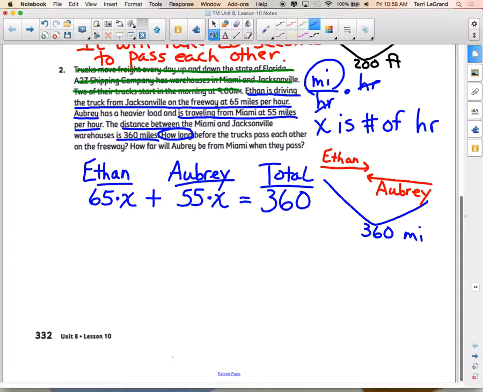How are you feeling about it this time? Do you think they're both going to cover the same amount of miles? Are they going to meet in the middle this time? I don't know. Why not? They're not going the same rate, are they? Who's going to cover more miles? Ethan is. He's going faster. Yeah, he's cruising. Okay, let's go to our work page.